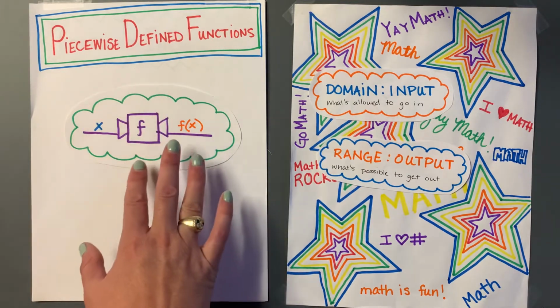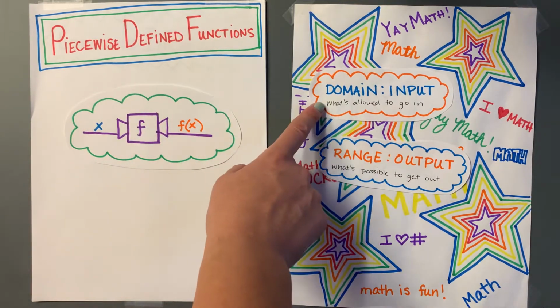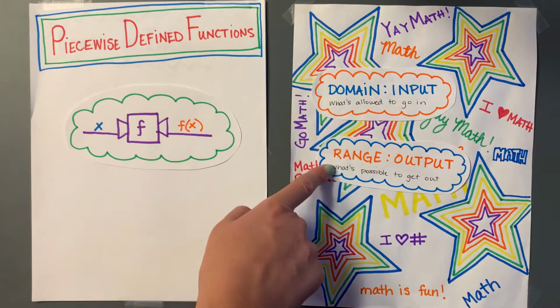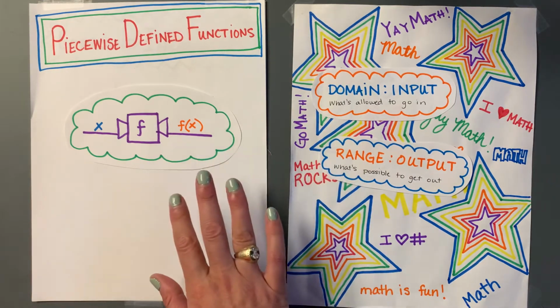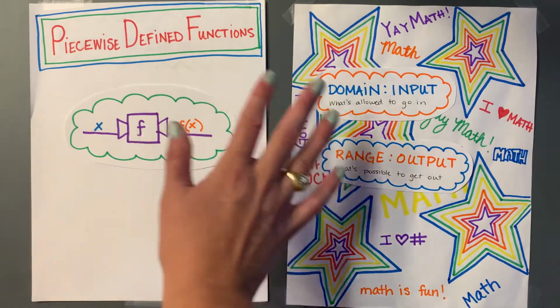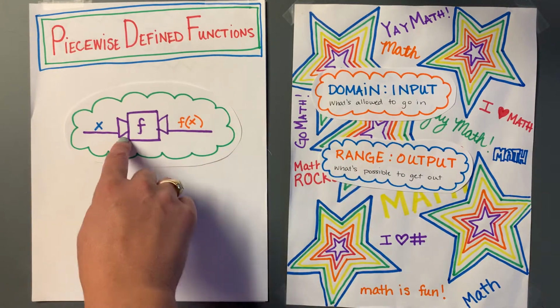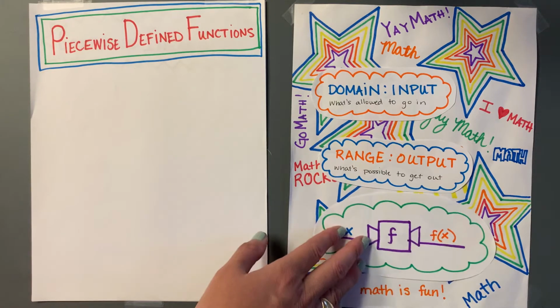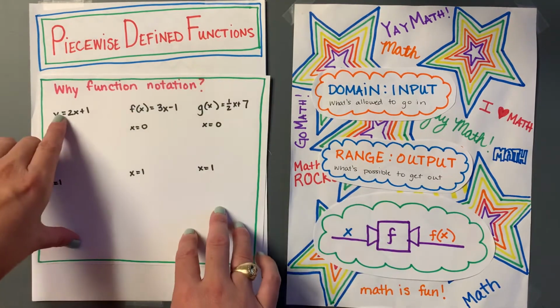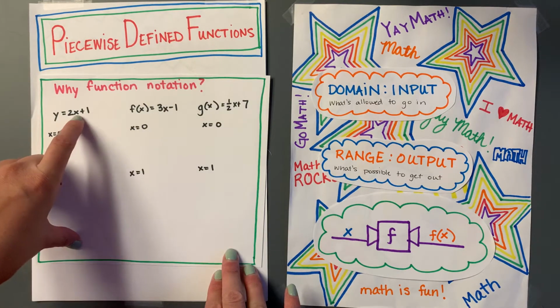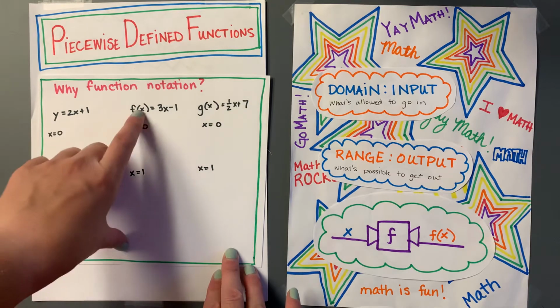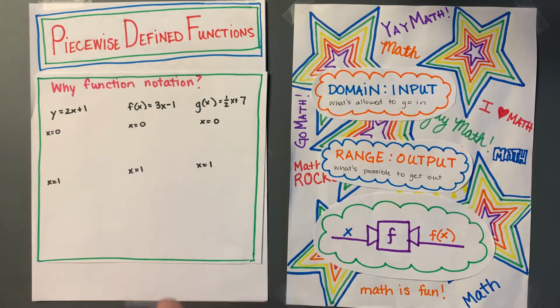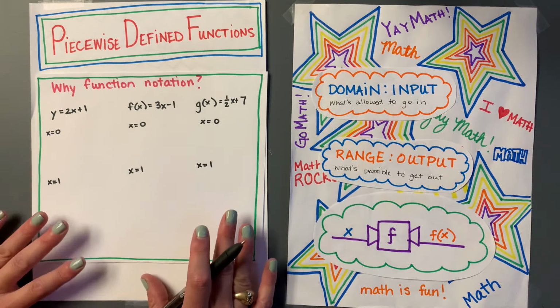Now, for something to be a function, for each domain, for each input, there is only one output. So that is what makes something a function, and we're going to be thinking about this. When we use function notation, instead of writing something as y is equal to 2x plus 1, we replace y with f of x. And in this example, we're going to look at why we're actually going to do this.